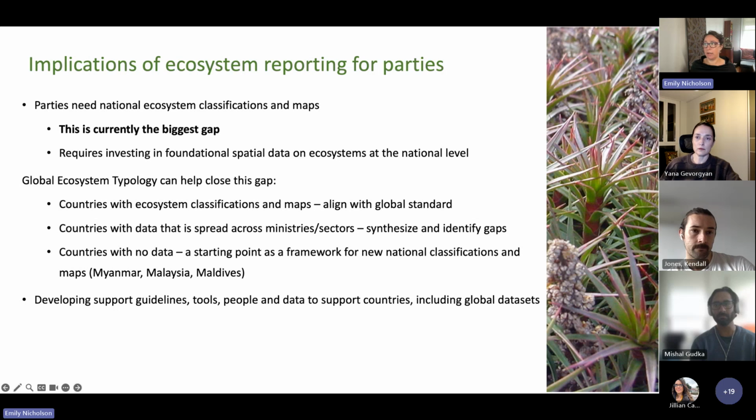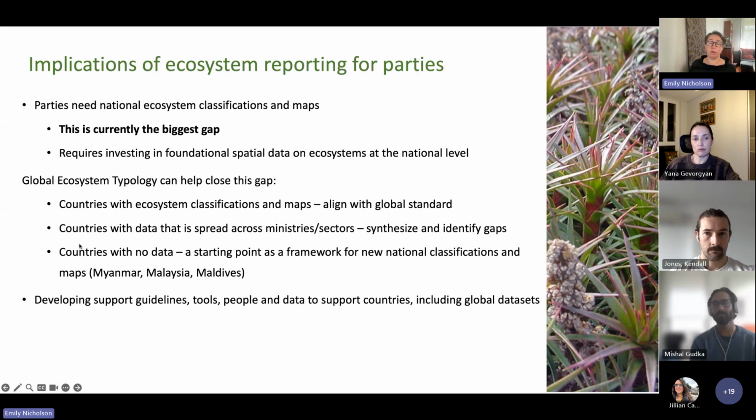The typology can allow you to synthesize that information and identify gaps in information through aligning it or crosswalking with the global ecosystem typology. And for countries with no data, the typology can start as a framework for developing new national classifications and maps. And we have examples of this from Myanmar and Malaysia, and a project currently underway with the Maldives, where the typology has provided a structure for developing new information at a national level.